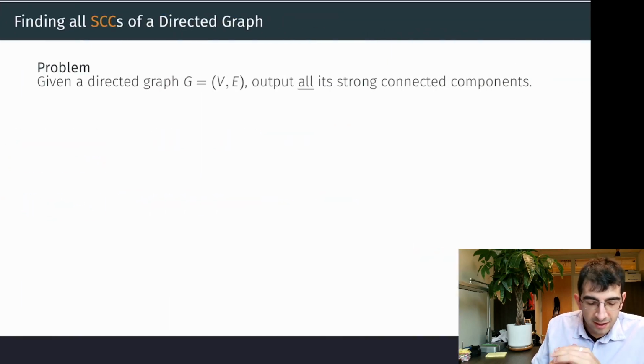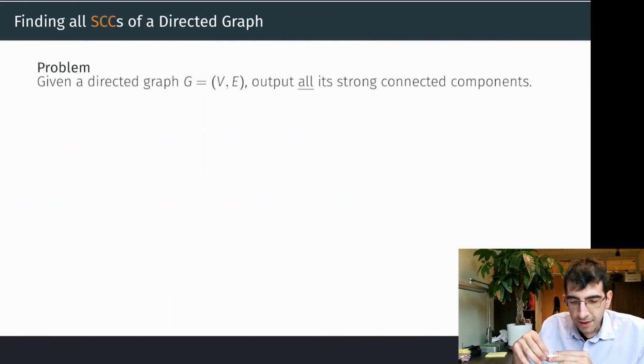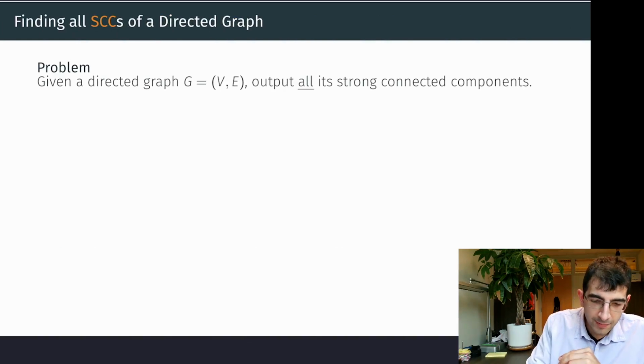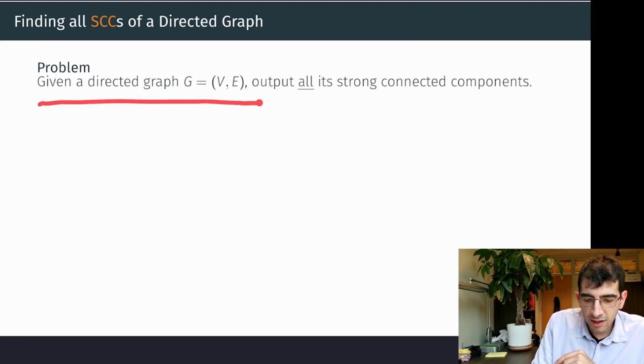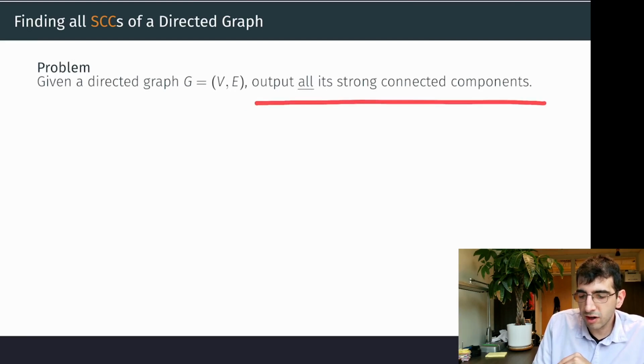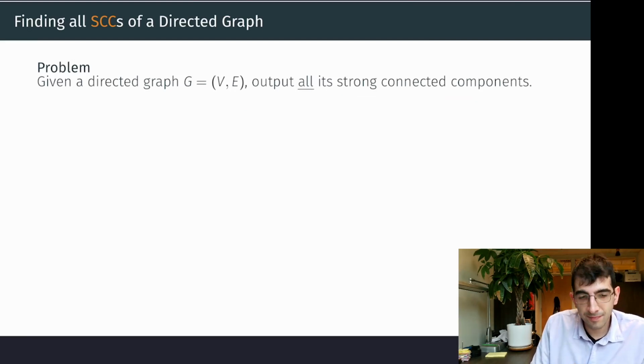But let's start off with defining our problem. Our problem is that we're given a graph G(V, E) that's comprised of some vertices and some edges, and we want to output all the strongly connected components.